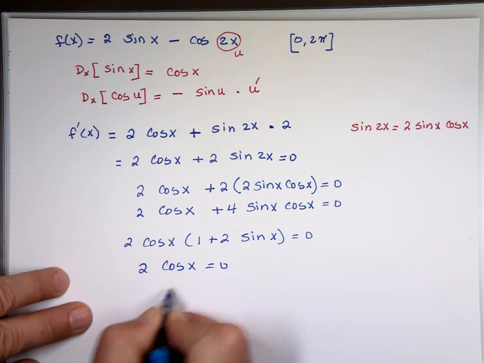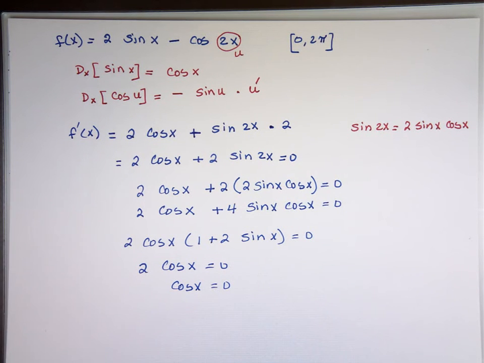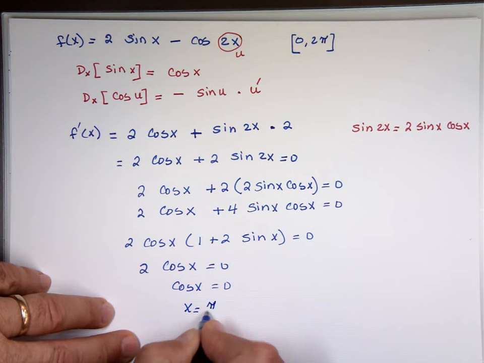Cosine x equals 0, and let's think about it. Cosine of what angle between 0 and 2 pi is 0? If you get the unit circle, that's pi over 2 and 3 pi over 2.